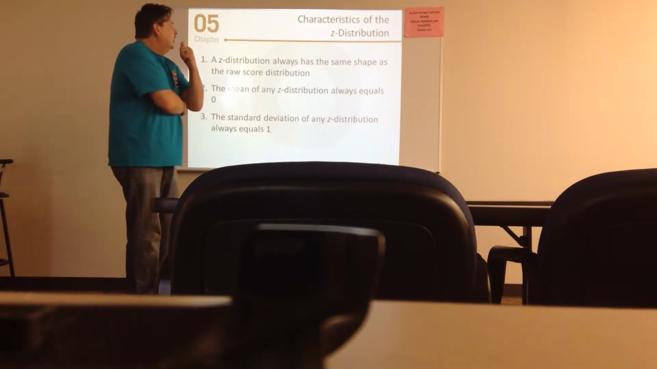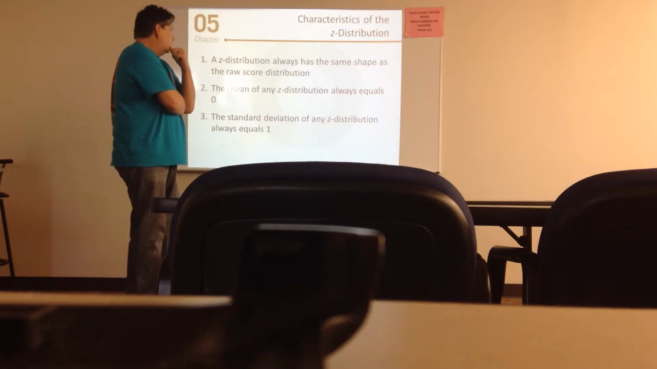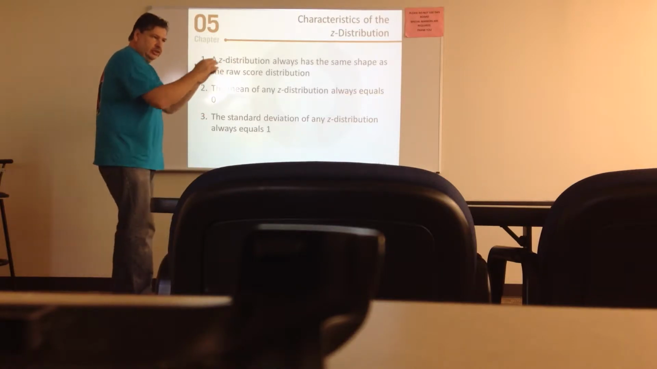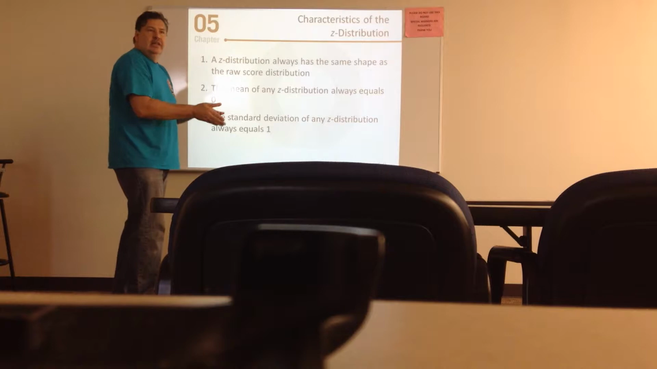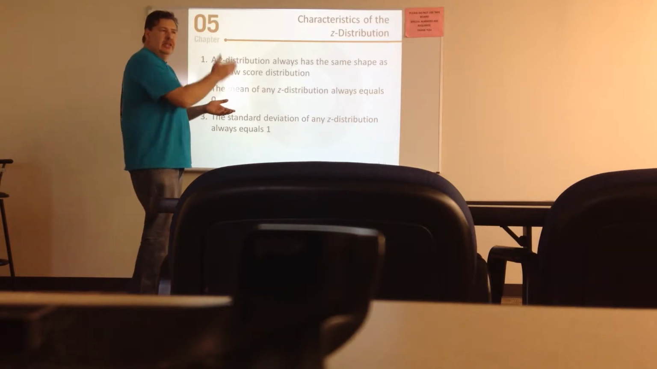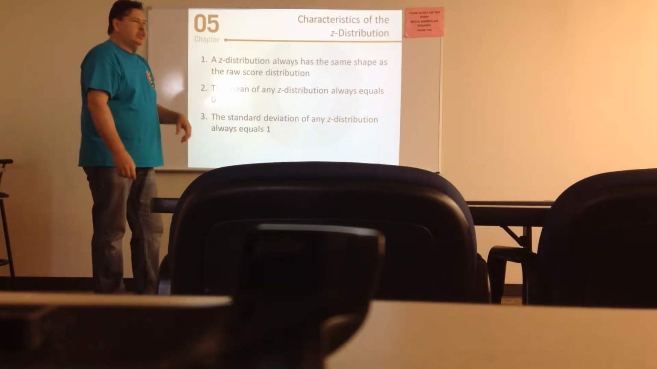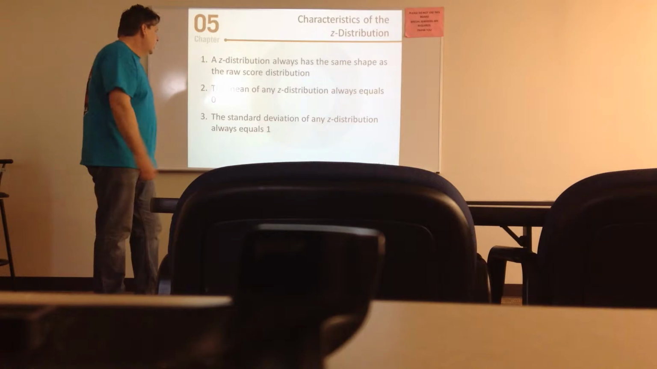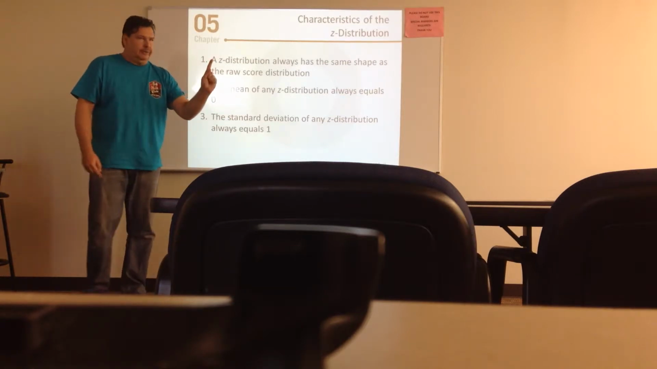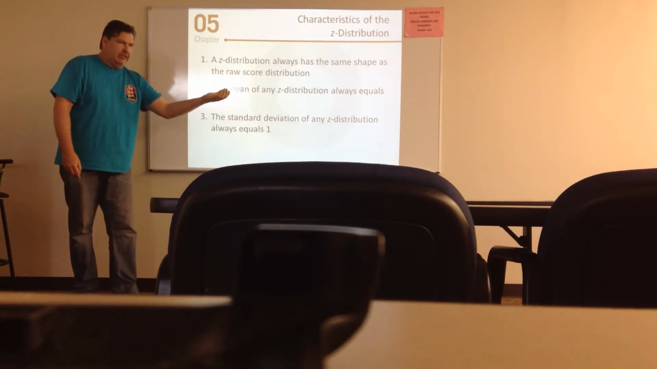A z-distribution has the same shape as a raw score distribution. So as long as it's normal, it's going to be symmetrical. And what symmetrical means is it's going to be the same on the positive side as it is on the negative side. The mean of any z-distribution is always going to be 0. The standard deviation is always going to be 1. But it's going to be either positive or negative.